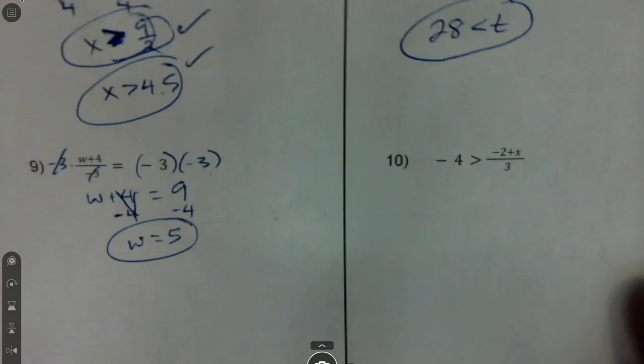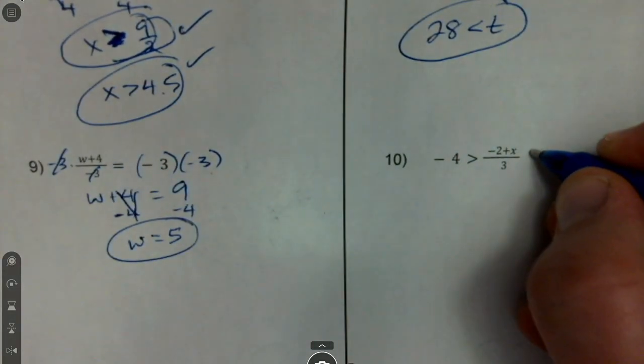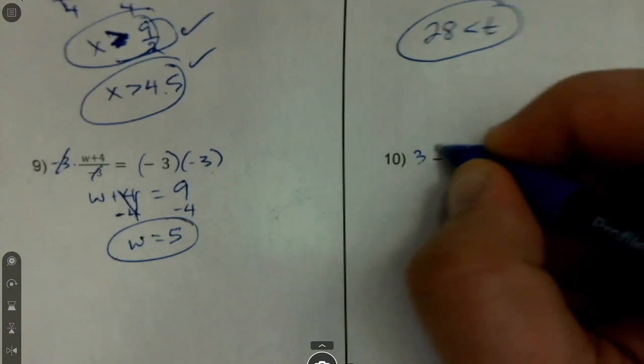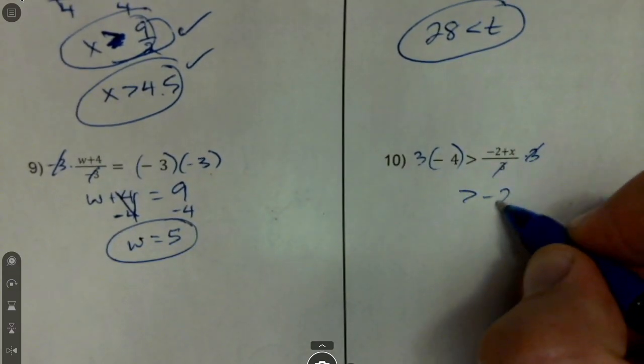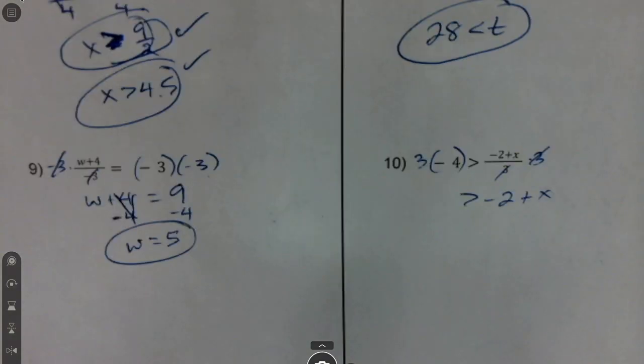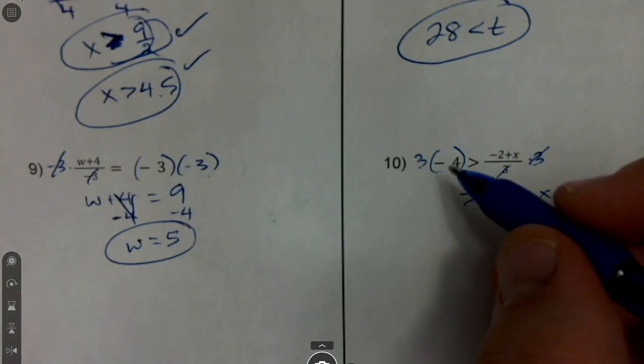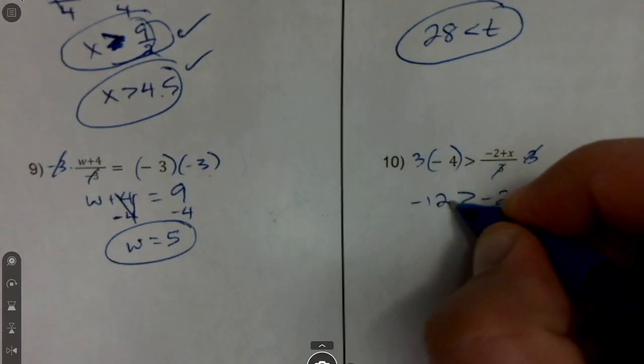Okay, last one, number 10. Is there a big fraction? Yes. So our first step is to multiply both sides by the denominator. So 3 divided by 3 is 1. That leaves just the numerator at the top of the fraction, negative 2 plus x. 3 times negative 4 is negative 12.